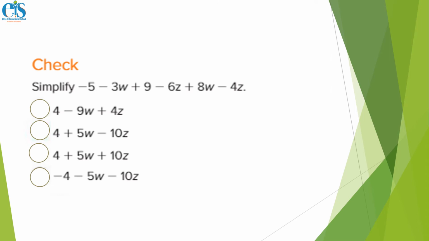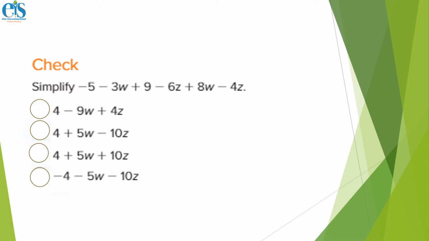Let's do a check exercise. Simplify negative 5 minus 3w plus 9 minus 6z plus 8w minus 4z. Your task is to combine the like terms. And recapping, like terms always have the same variables. So your clue here is you have terms which look similar. Try to combine them.